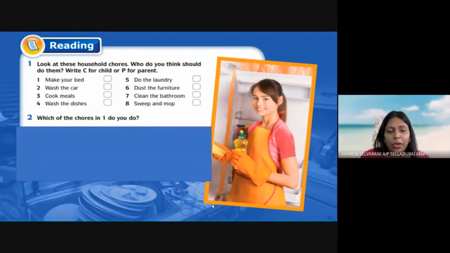Parents. Child. Okay, child and parents. Okay, sweep and mop. Child. All right. You see, the answers I'm getting, some are saying child, some are saying parents, some are saying child and parents, right? So it depends on your individual families. In some families the child does it, and in some families the parents do it. And there is also another category in Malaysia, where neither the child nor the parents do it, but it is done by the maid.